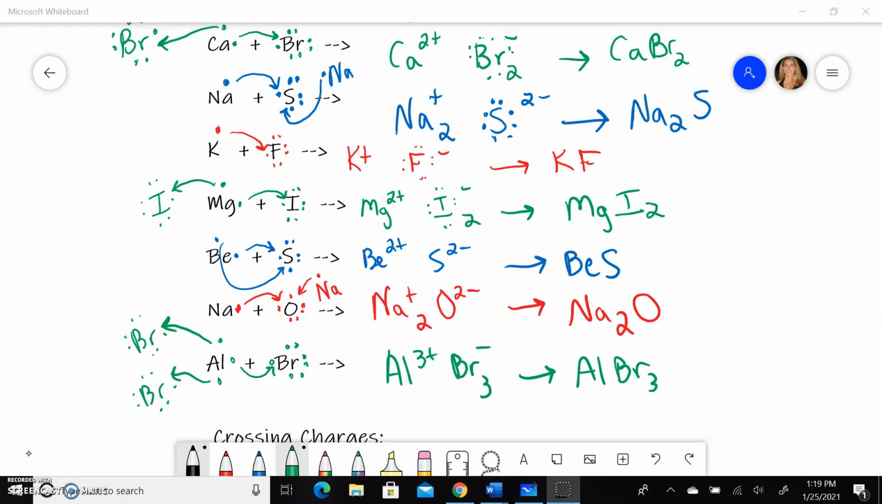For Mg and I, you needed 2 iodines to match the magnesium. BeS, you didn't need any extras. But NaO, you needed an extra sodium to donate 1 more electron to the oxygen. And then that last one, you needed 3 bromines to match up to the aluminum. Now, here's the thing. What we really care about is being able to write these formulas over here.